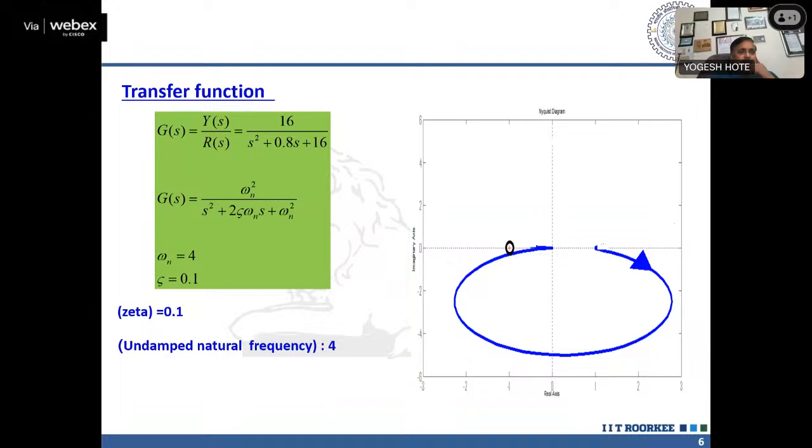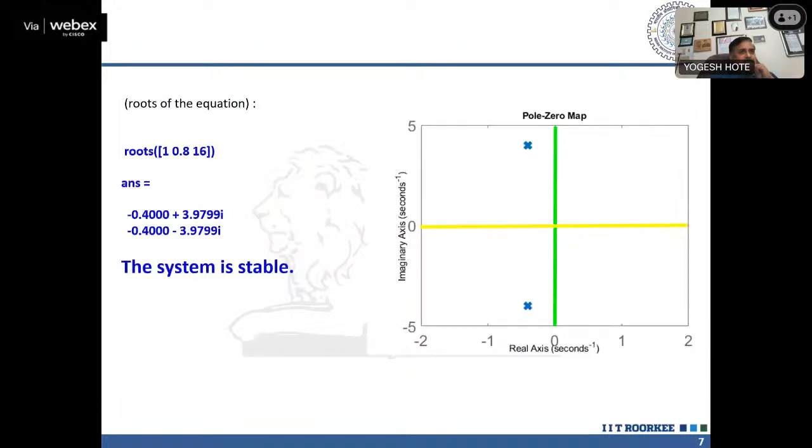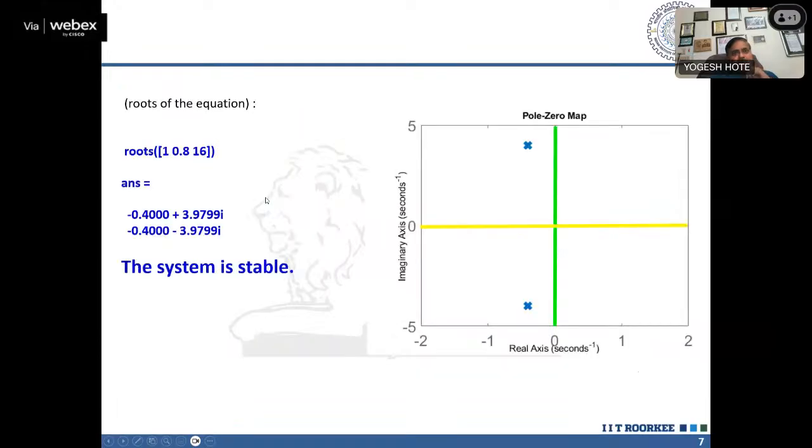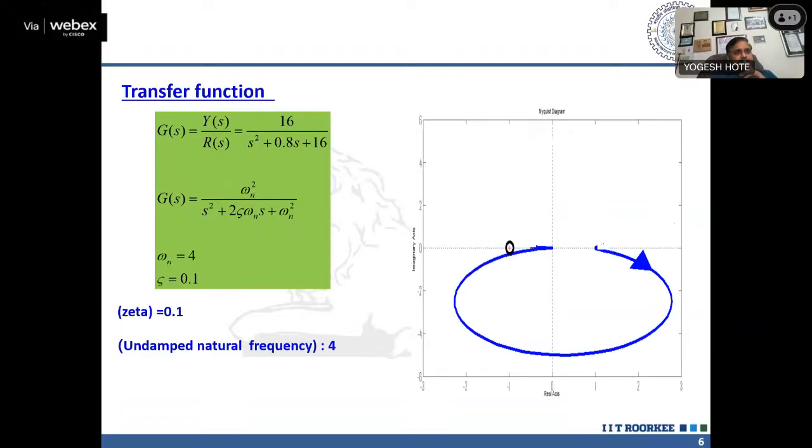Then we found the roots of this denominator, and we observed that the roots, or we can say poles, are minus 0.4 plus minus j3.9799. So this system we can call a stable system. The system is stable, a second order system.